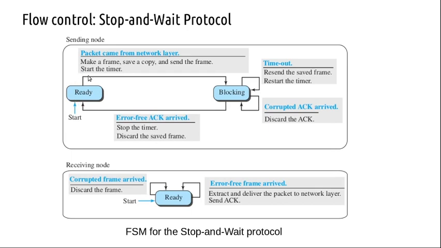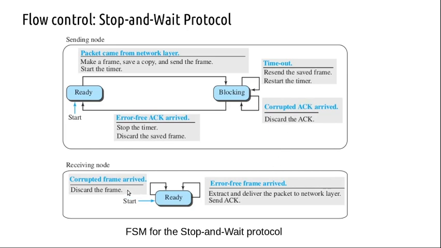The process that begins here is that a packet comes from the network layer. You will make a frame, keep a copy in the buffer and send the frame. As soon as the frame is sent, you will turn on a timer. Turning on the timer means you will wait for an acknowledgement. You are waiting for an acknowledgement.